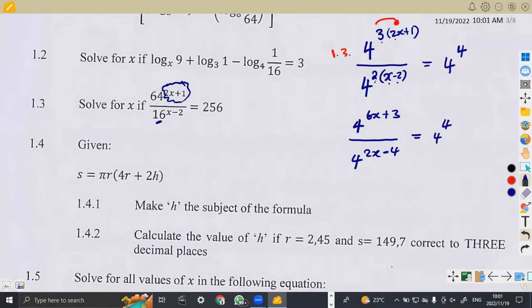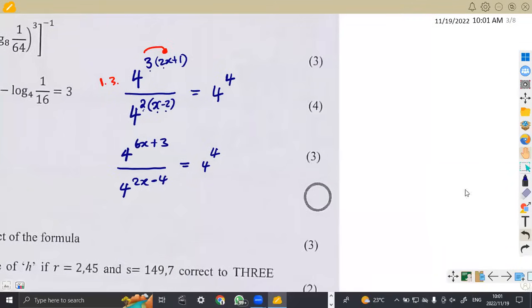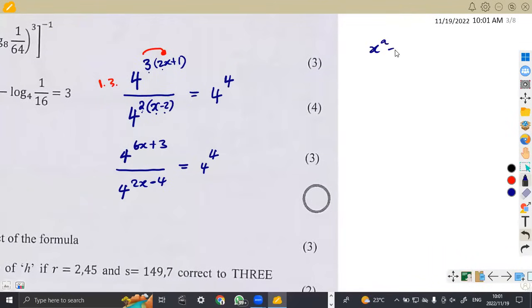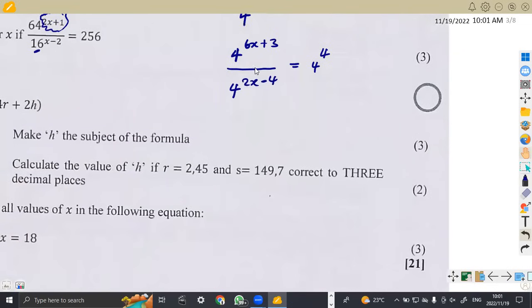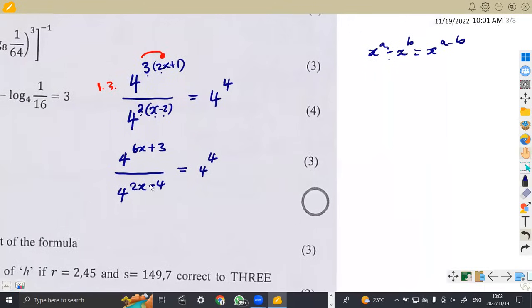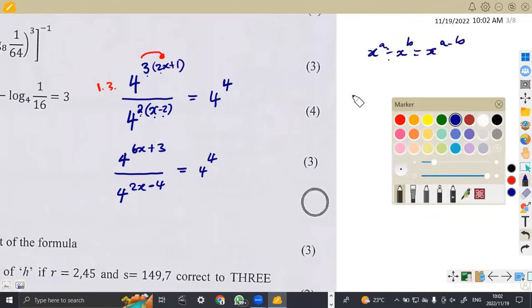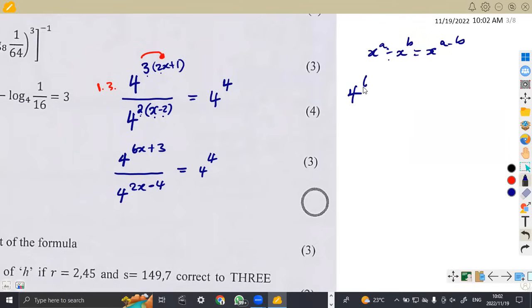All right, then we know from our laws that if we are dividing same bases, we are going to subtract. x to the exponent of a divided by x to the exponent of b is x to the exponent of a minus b. So here, that is what you're supposed to do. You're supposed to subtract because we are dividing. That means we are going to have 4 to the exponent of 6x plus 3. Then we subtract this exponent that we see here, which is 2x minus 4. So we are going to subtract 2x minus 4 and equate this to 4 to the exponent of 4, which is already there.